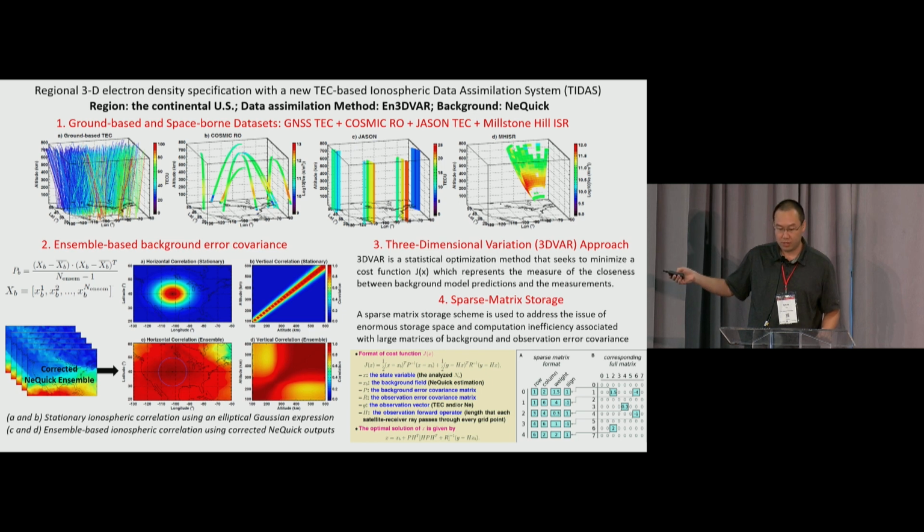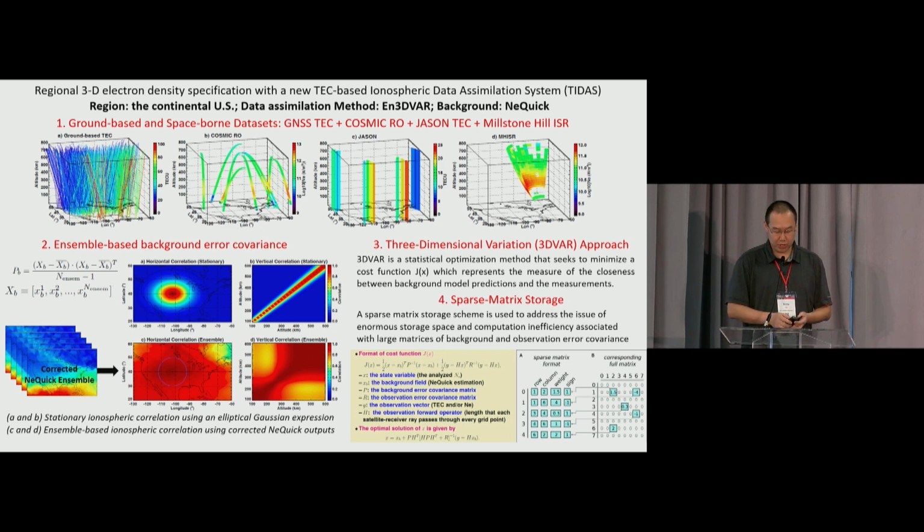Here. So the first one is the line of sight TEC profiles from over 2,000 GNSS receivers, and we also use the COSMIC radio occultation electron density profiles. And the third one, we use the JASON TEC above the ocean. And last but not least, we have the Millstone Hill ISR measurement that provides altitude resolved measurement of the electron density profiles. So we combine them together.